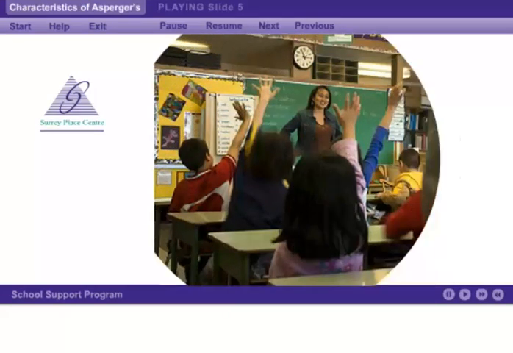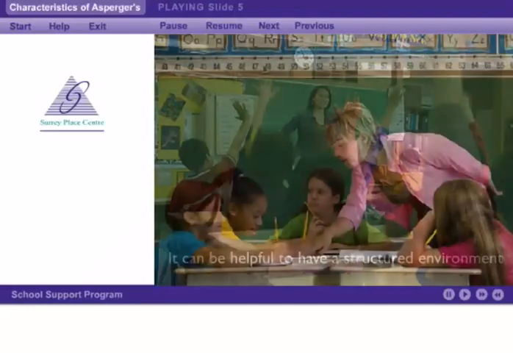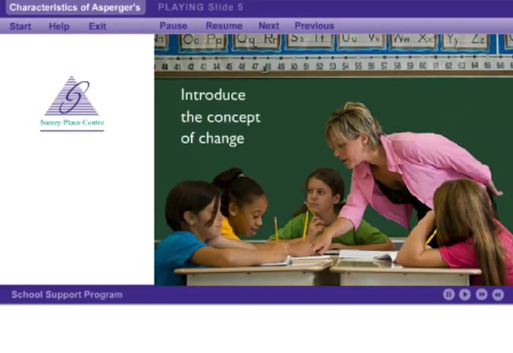For students with Asperger syndrome, it can be helpful to have a structured environment. These students may prefer rituals and routines, but it is important to introduce the concept of change. Adherence to a schedule may work when everything goes according to plan, but even small deviations can be unsettling to a student with AS.